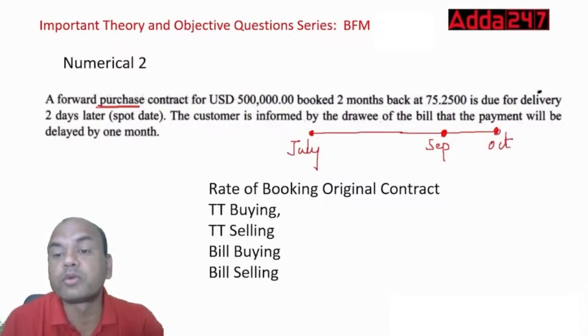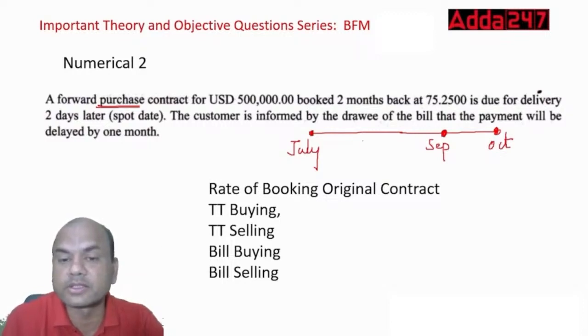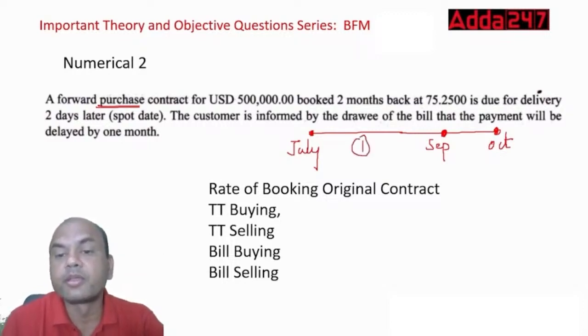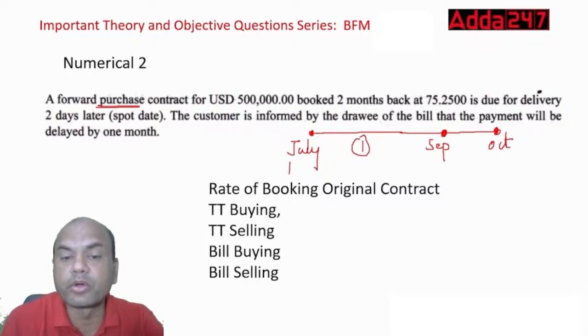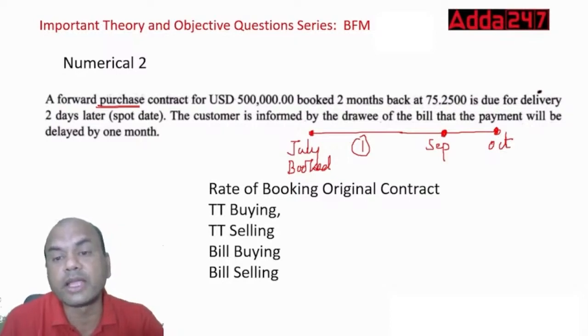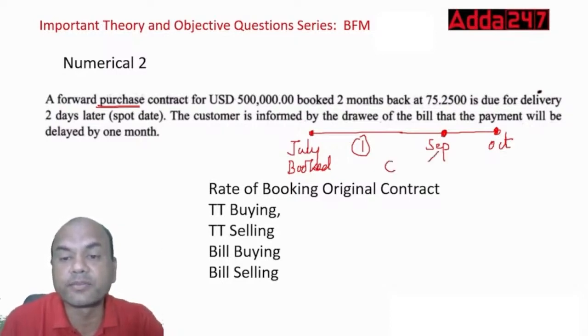Now what have you to do? In this case, what have you to do? This contract was already here. This is contract number 1. So this contract number 1 was booked over here. Okay. So if it is booked, it has to be nullified over here, cancelled over here.